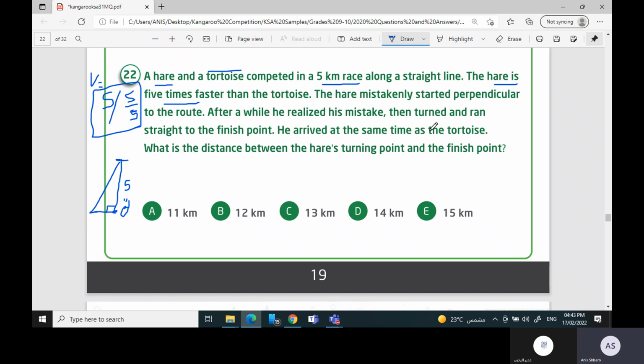Now, he arrived at the same time as the tortoise, so I'm going to translate it like a physics problem. So, T of the tortoise is equal to T of the hare. Okay, so TT is equal to TH. Now, what is the distance between the hare's turning point, so he turned here, and the finish point? So we need to find this distance.